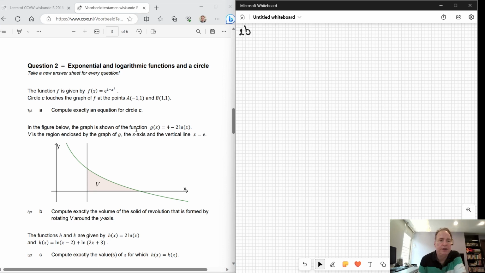There's a function g here and a region V enclosed by the curve of g, the x-axis, and the vertical line x equals e. Compute the volume of the solid of revolution that is formed by rotating V around the y-axis. So let me try to draw this.